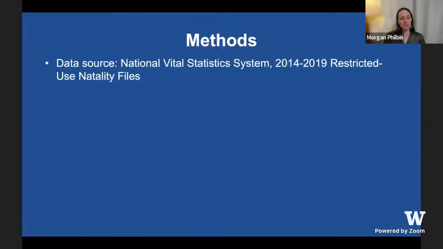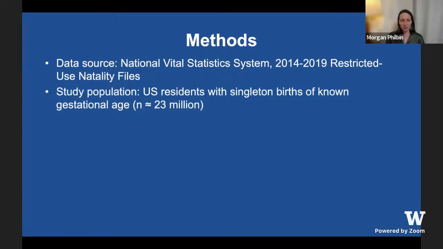So in terms of the methods, the data source that we used was from the National Vital Statistics System, their birth records. And we had the restricted use natality files, so we knew what state people lived in. So the study population were US residents with singleton births and with known gestational age. And so we had about 23 million of these records, whereas somebody who usually uses data sets like the National Survey of Drug Use and Health, which is collected annually with 60,000 people, to be able to have an N of 23 million is just crazy, but it's amazing because it allows us to look at intersectionality in ways that we're often not powered to do.